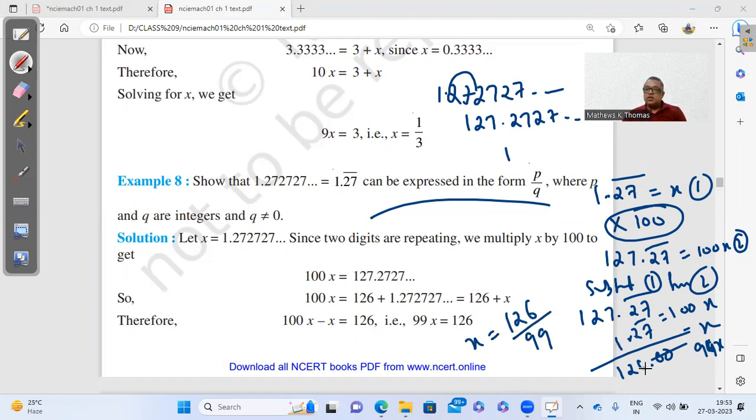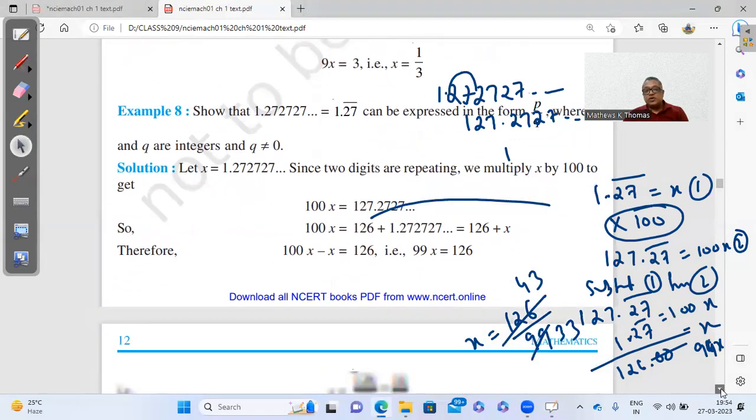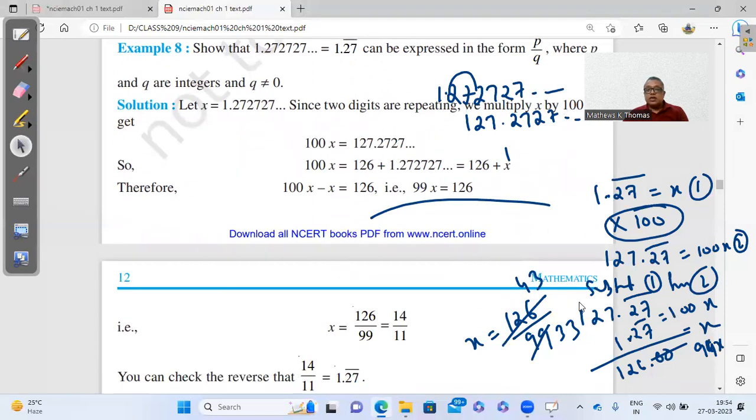X value will come 126 by 99. So this I can cancel by 3. So this is going to be 42 by 33. So this is the method by which we can convert any such number into a lower fraction. Now see here, I've got 126 by 99, so this is going to be 42 by 33. Now 42 by 33, I can solve further.